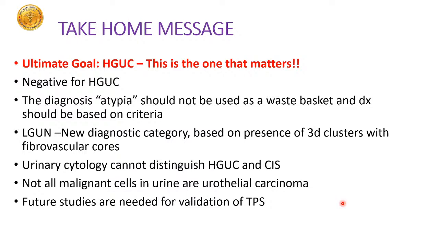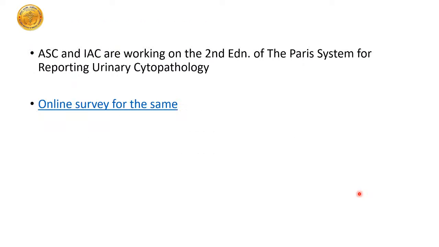They've introduced a new diagnostic category, which is LGUN, that is low-grade urothelial neoplasia, for which we definitely need a beautiful fibrovascular core in a 3D fragment. Urinary cytology cannot distinguish high-grade urothelial cancer or carcinoma in situ, which is well known to all of us. Not all malignant cells in urine may be from the urothelial carcinoma. They may be, as we've seen, from other secondary malignancies or the UTUC. Future studies are needed for validation of the Paris classification.